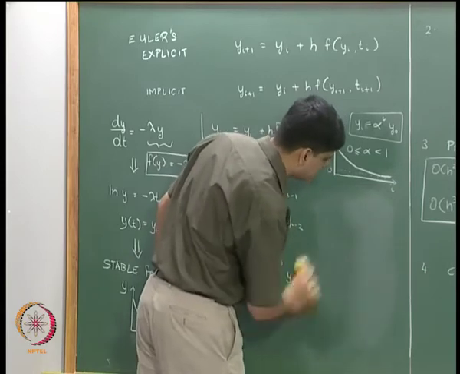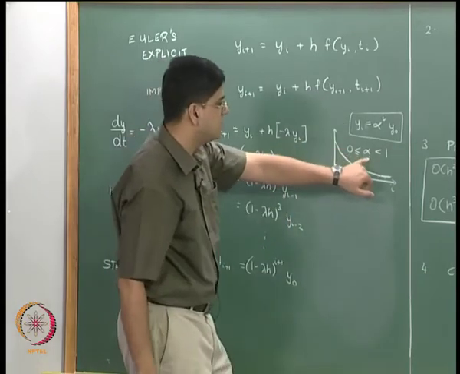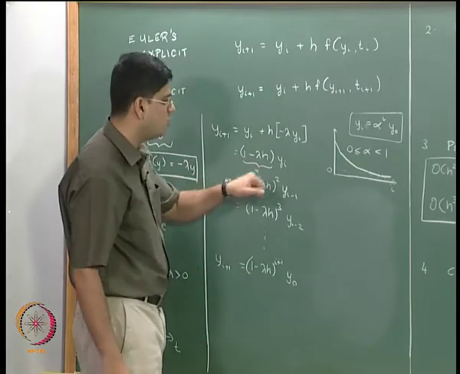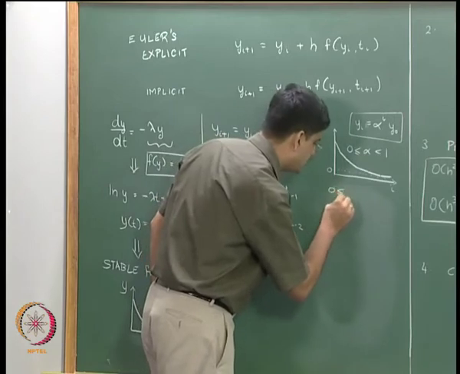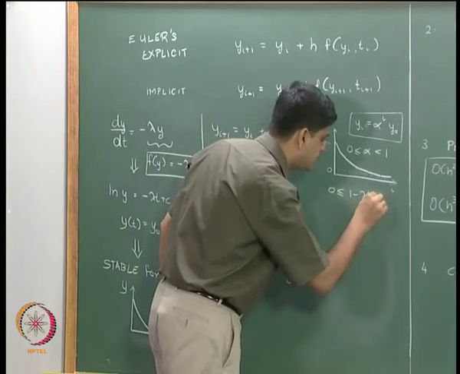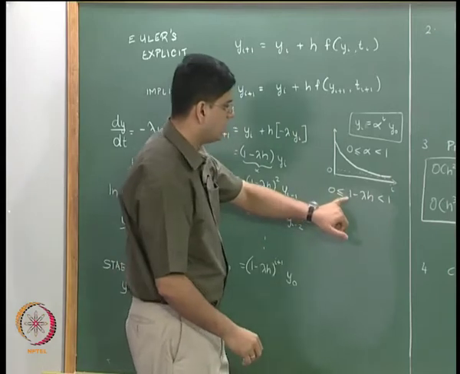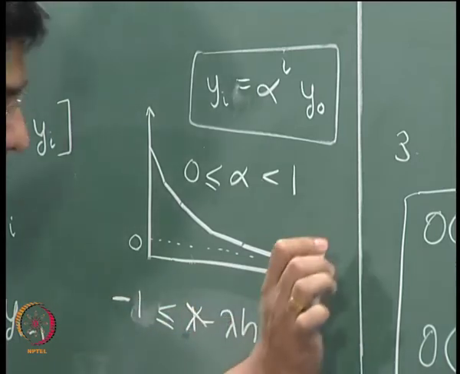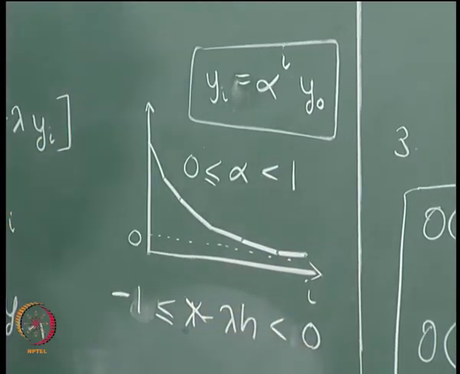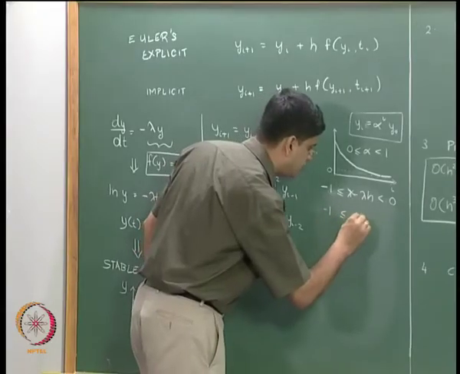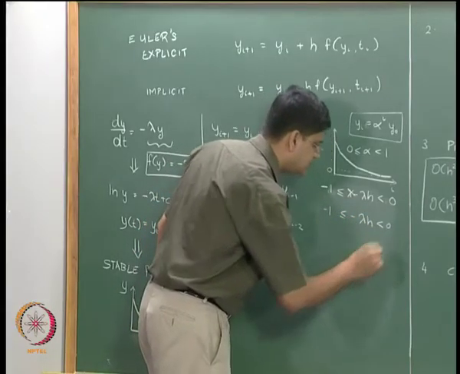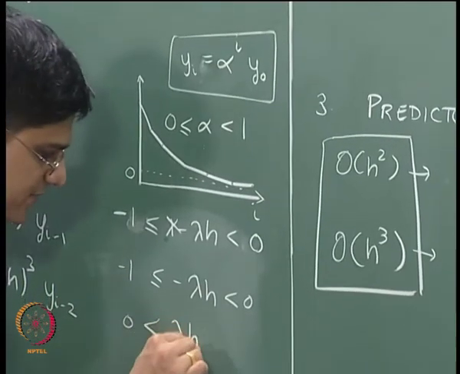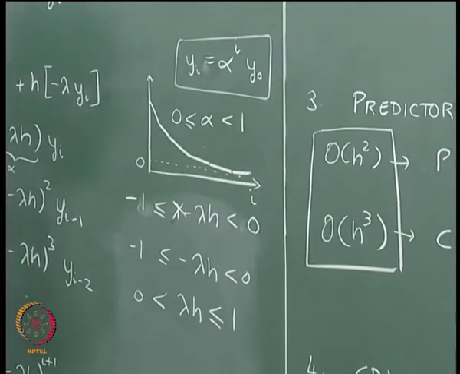Let's evaluate the first condition, where 0 should be less than or equal to alpha, which should be less than 1, and we will substitute alpha equal to 1 minus lambda h. So, we will have 0 less than or equal to 1 minus lambda h less than 1, or we can take 1 on this side and we will get minus 1 and 0. So, we will have minus 1 less than or equal to minus lambda h less than 0, or 0 less than lambda h less than or equal to 1.